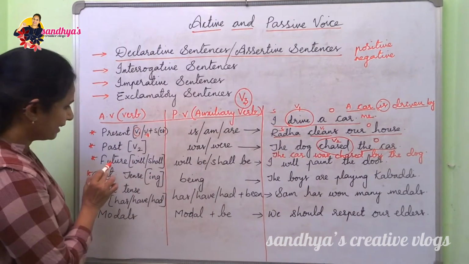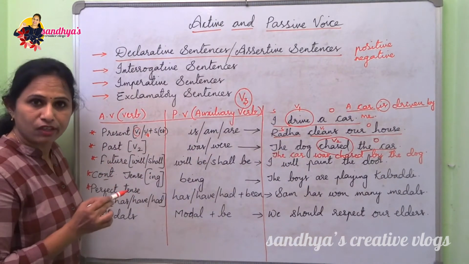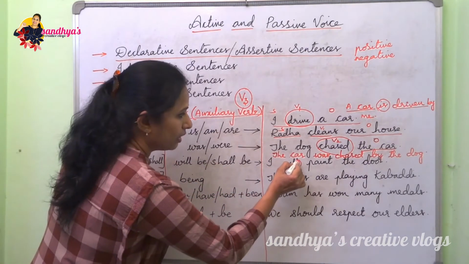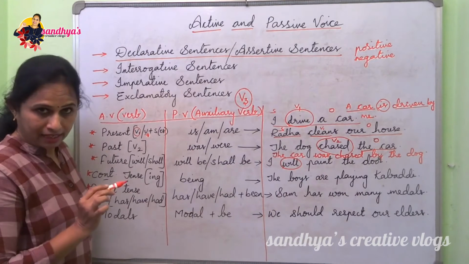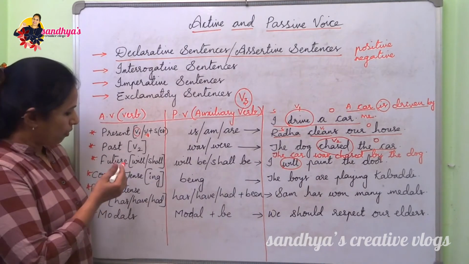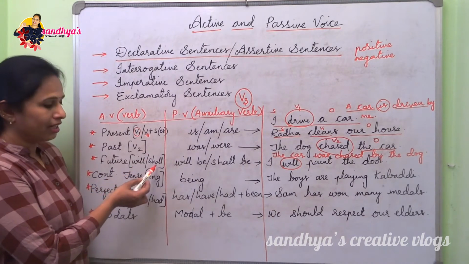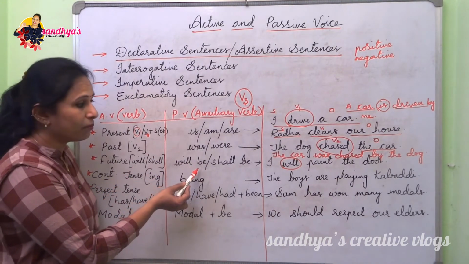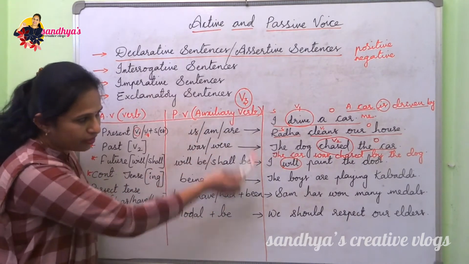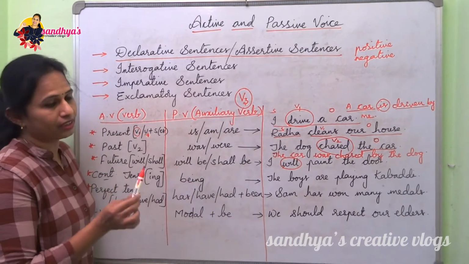Now let us see the future tense. How will you identify a sentence in future tense? We will have either will or shall in the sentence. That is an indication to tell that the sentence is in future tense. Whenever it has will or shall, your answer should be written with will be or shall be followed by V3 form. In each and every sentence you are supposed to take only V3 form.